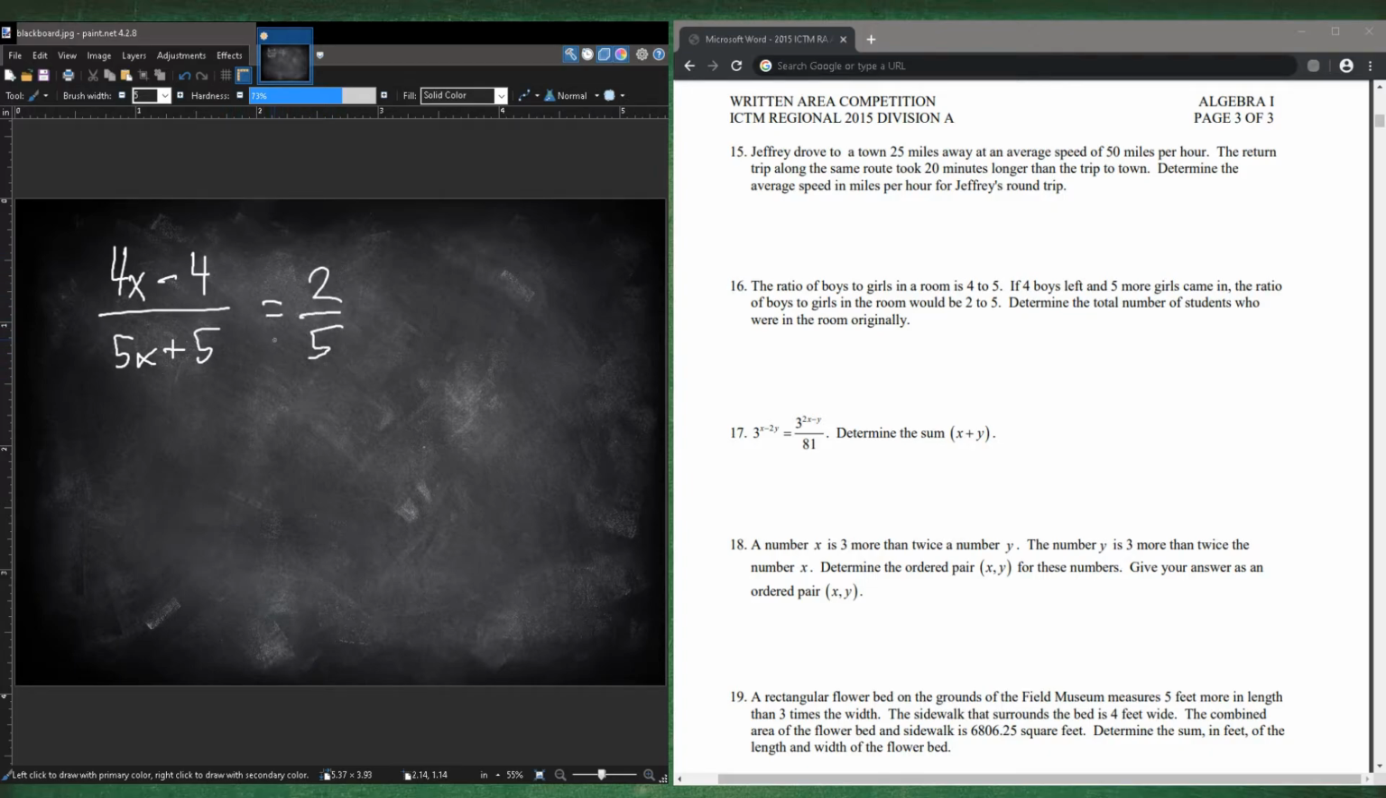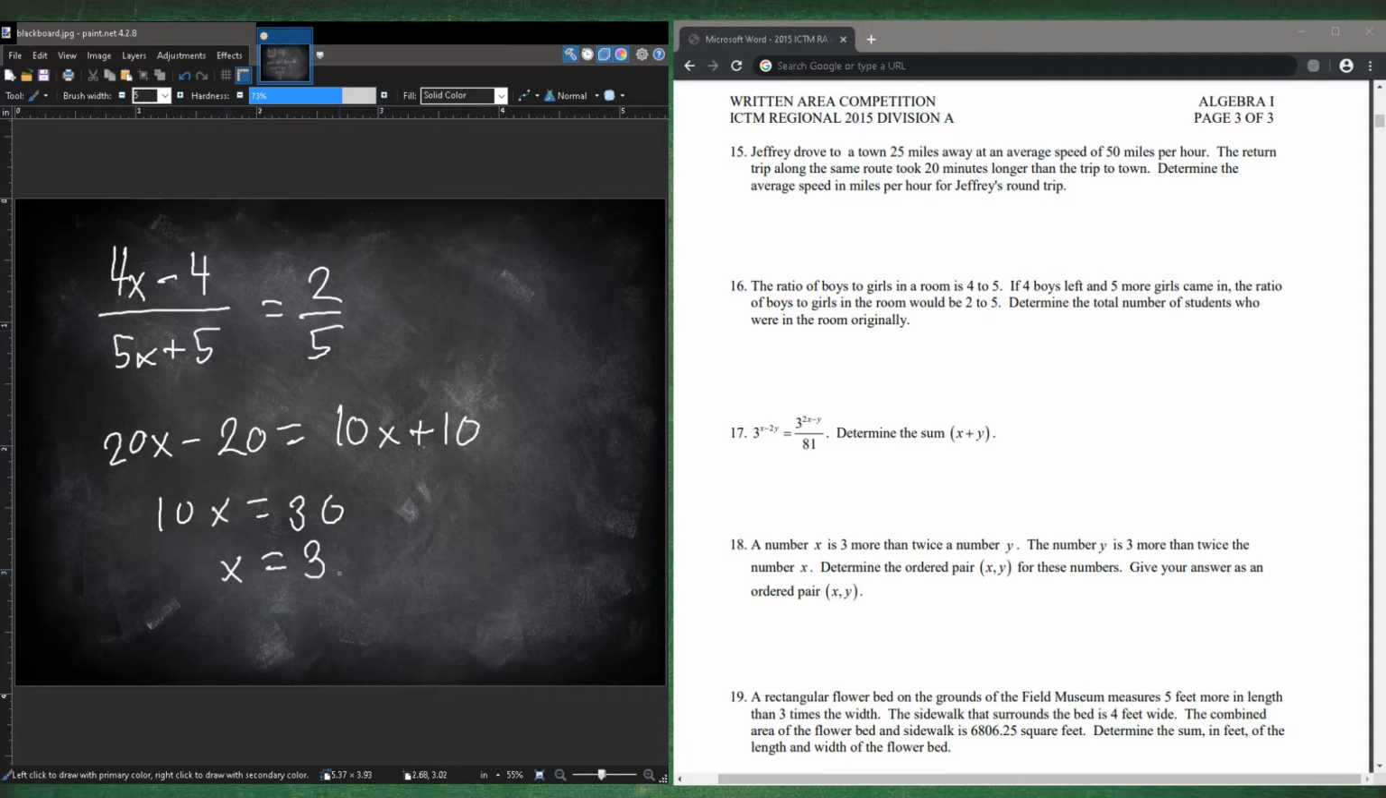Okay? So cross multiplying, so 5 times 4x is 20x. 5 times negative 4 is negative 20. 2 times 5x is 10x. And 2 times 5 is 10. So that means 10x is equal to 30. That means x is equal to 3.